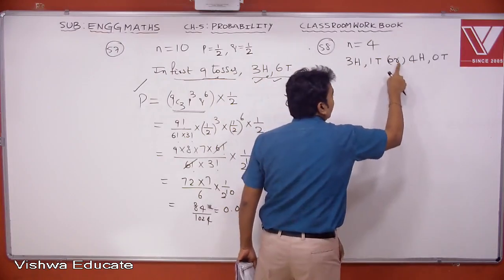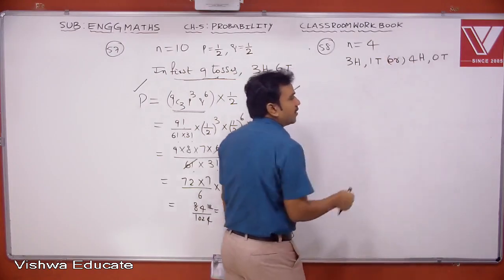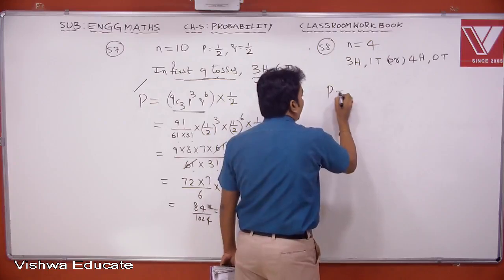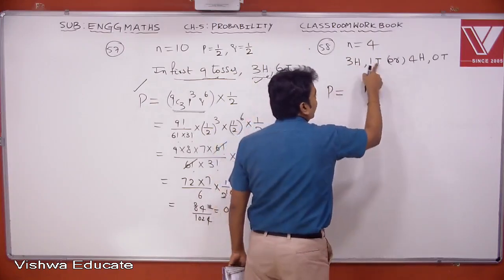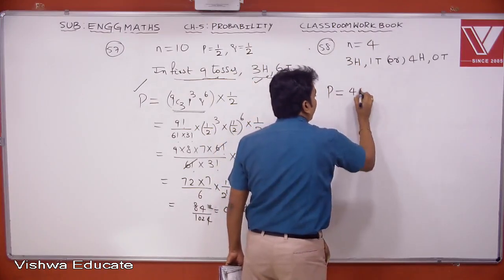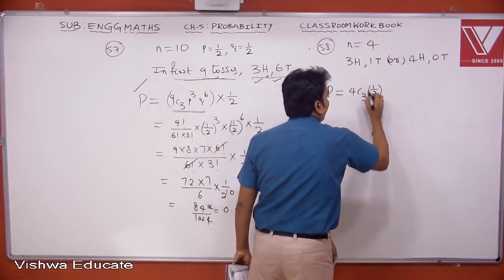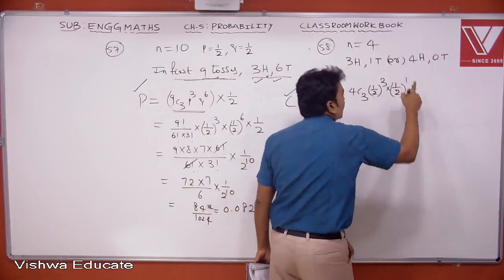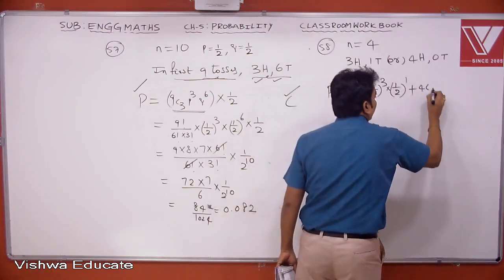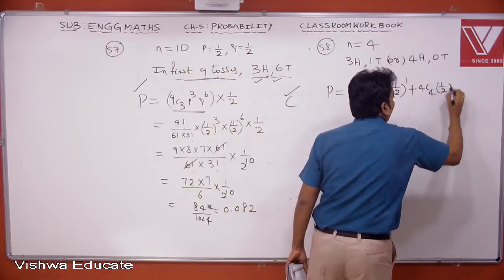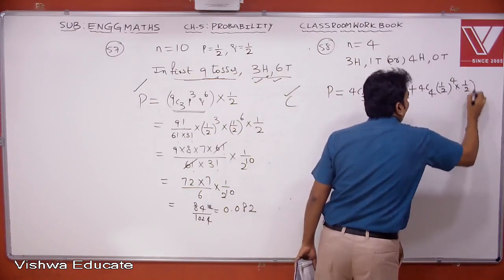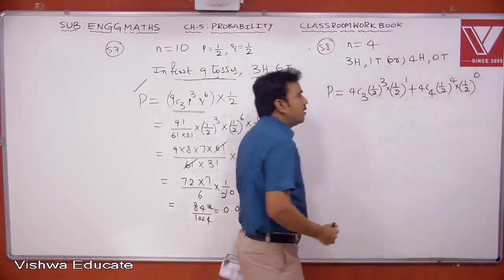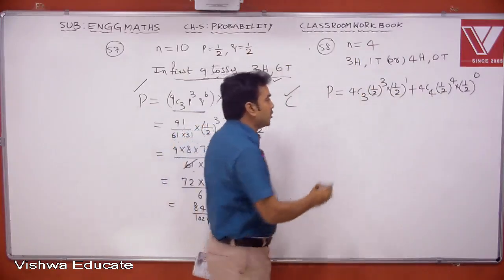When you are finding probability, this "or" is replaced by the plus symbol. So the required probability P: you must get 3 heads and 1 tail. The probability is 4c3 into (1/2)^3 into (1/2)^1, plus all heads, which is 4c4 into (1/2)^4 into (1/2)^0. We are just applying the PDF of a binomial distribution.